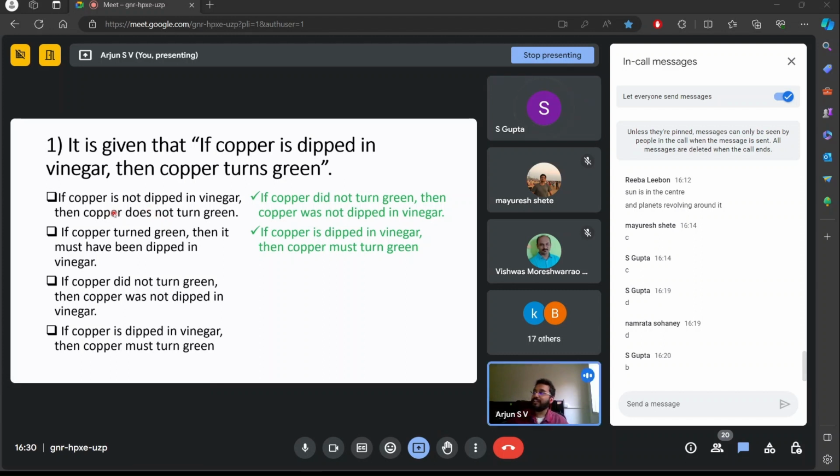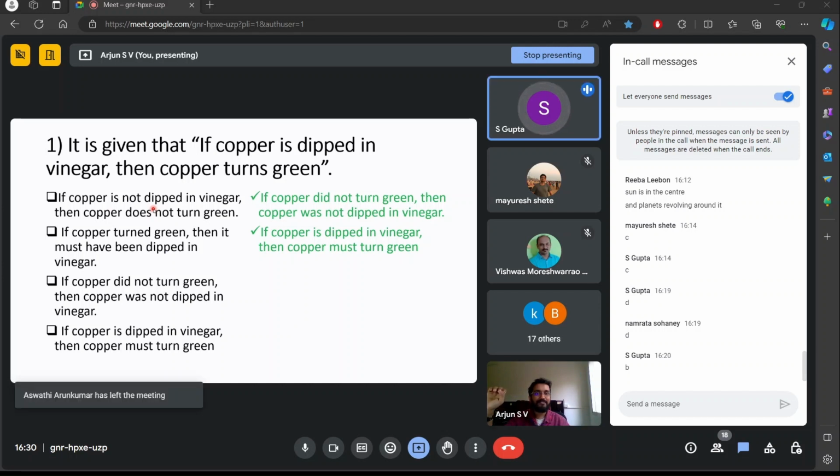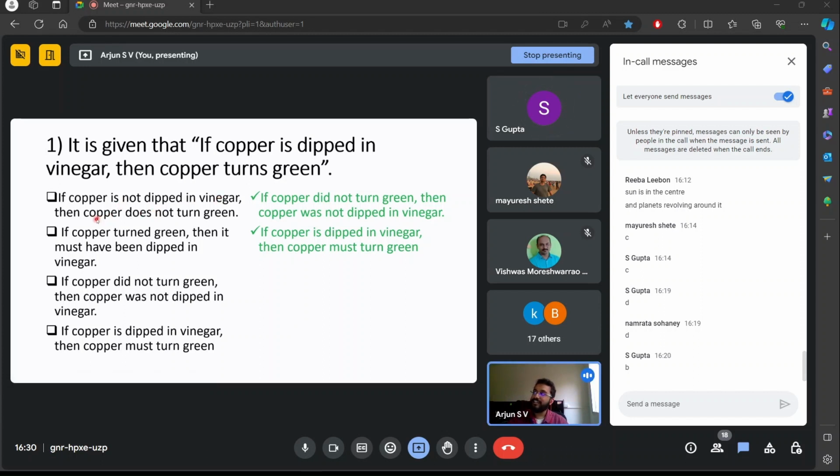I'll tell you an alternate example as well. I will not dip copper in vinegar, but I will paint it with green. I got the point, sir. So if it is not dipped in vinegar, you can't necessarily say that it can't turn green, because it can turn green by any other way as well. Exactly, sir.